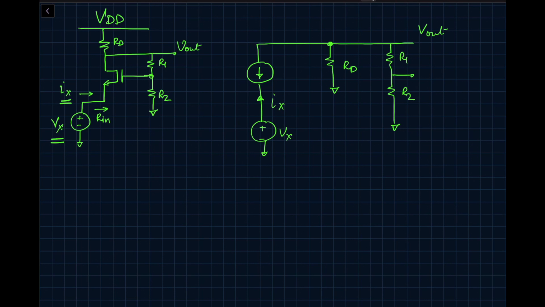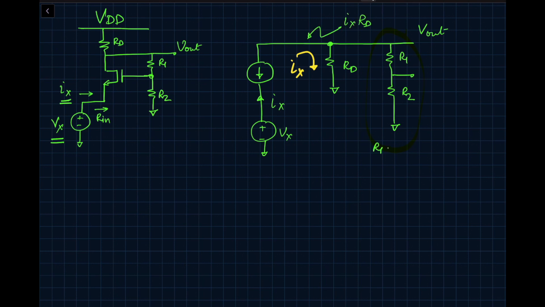So one more approximation we are going to do is, since I already said R1 and R2 are large, we can assume that they are not really taking any current out of this output node. So the assumption is that the current Ix will completely go through RD. Again, this is an approximation to get a quick answer. So we are saying the current Ix is going to flow through this, and the voltage at this point will be Ix times RD.